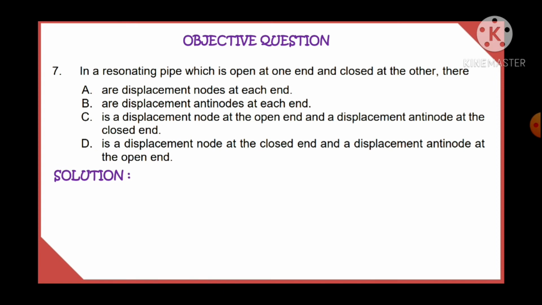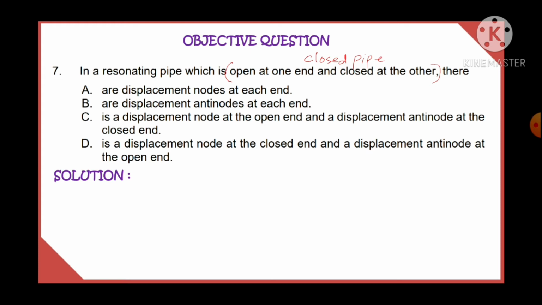For question number 7, in a resonating pipe which is open at one end and closed at the other end. What is the meaning of a pipe which is open at one end and closed at the other end? Actually, we call it a closed pipe. A closed pipe is the pipe where one end is open and another end is closed. So we call it closed pipe.